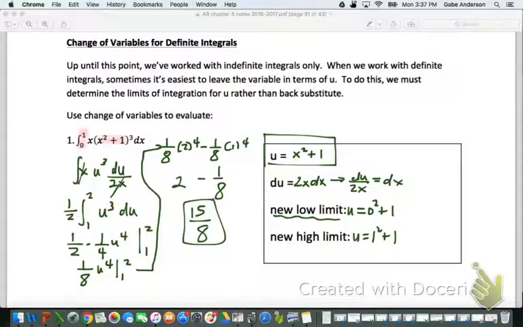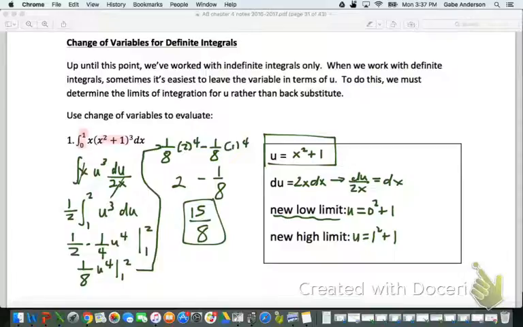Again, please notice that at no point did I plug the x squared plus 1 back in for the u. Because this is a definite integral, I'm going to leave everything in terms of u and just finish with that. It'll give me the same answer regardless whether I plug back in or not, but in most cases, this is the faster way to handle these.